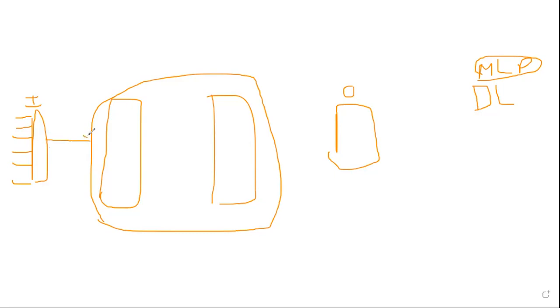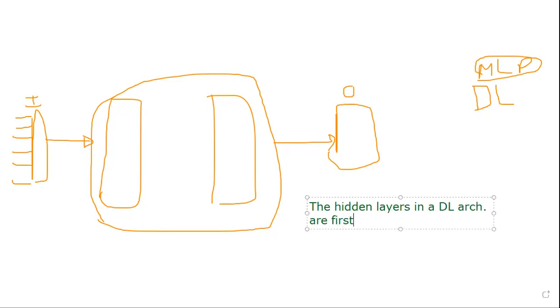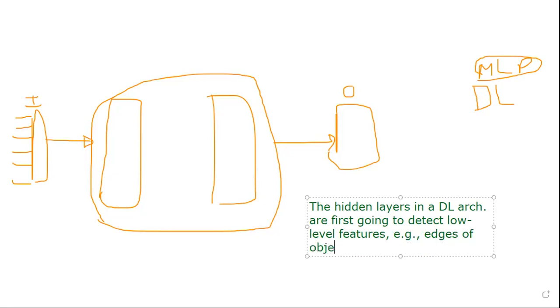Now I give it to this hidden layer, which is the main workhorse that we have to work with. This is the output layer. What happens here is that I told you that we are doing representational learning, okay? So it tries to learn in a hierarchy. Let me just write it down. The hidden layers in our deep learning architecture are first going to detect low level features, for example, edges of objects in an image.